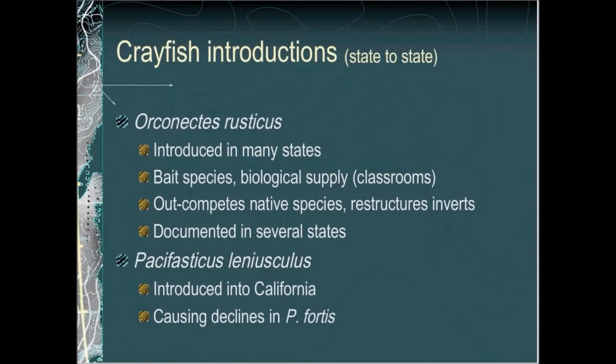The signal crayfish is native to the Pacific Northwest, but has been introduced into California, and as I mentioned before, is causing declines in the Shasta crayfish.